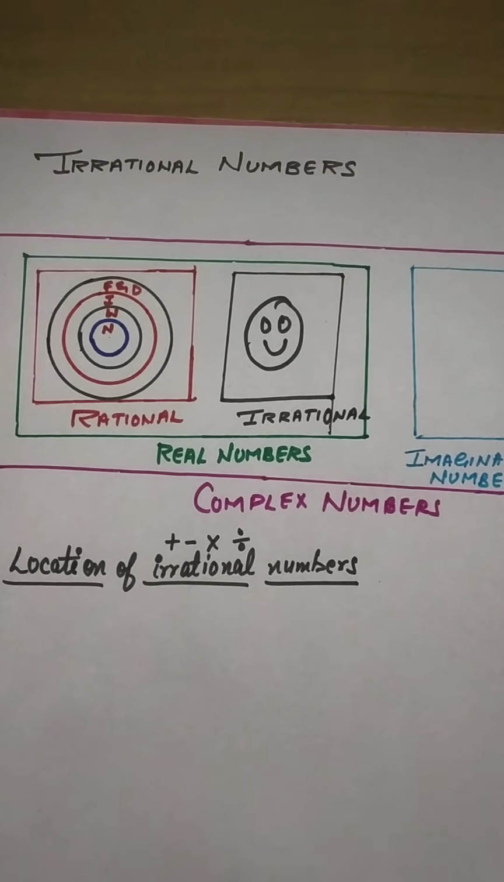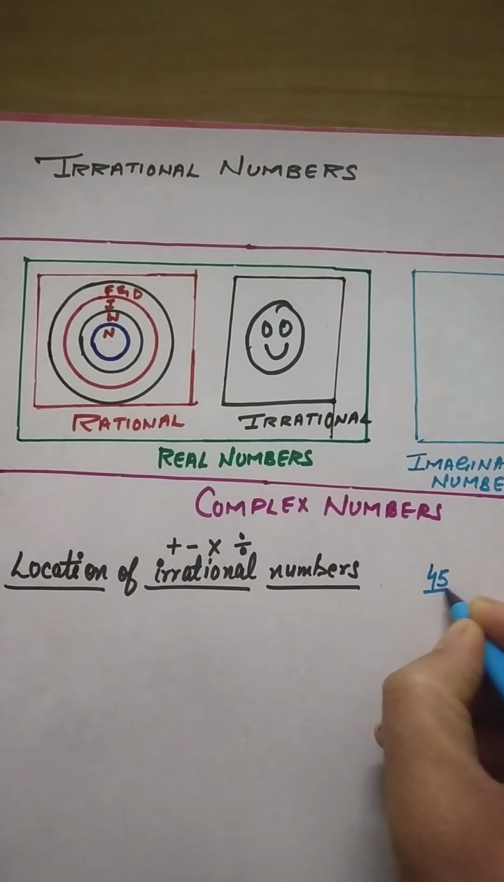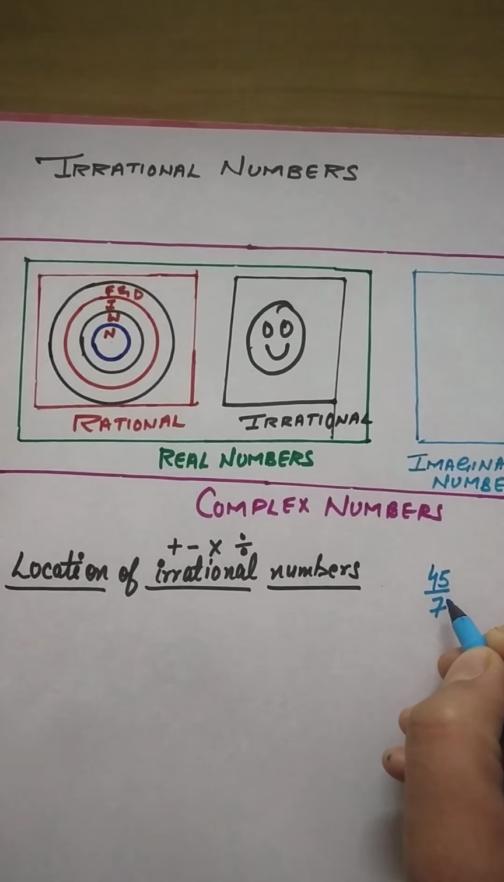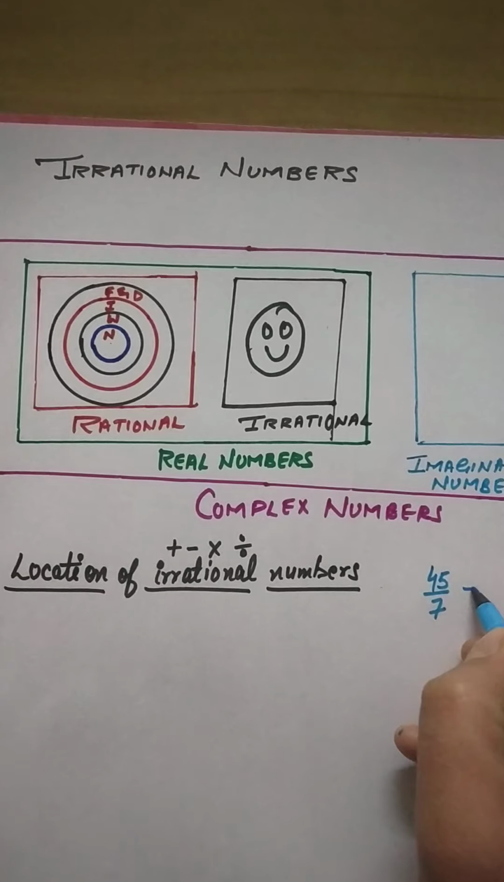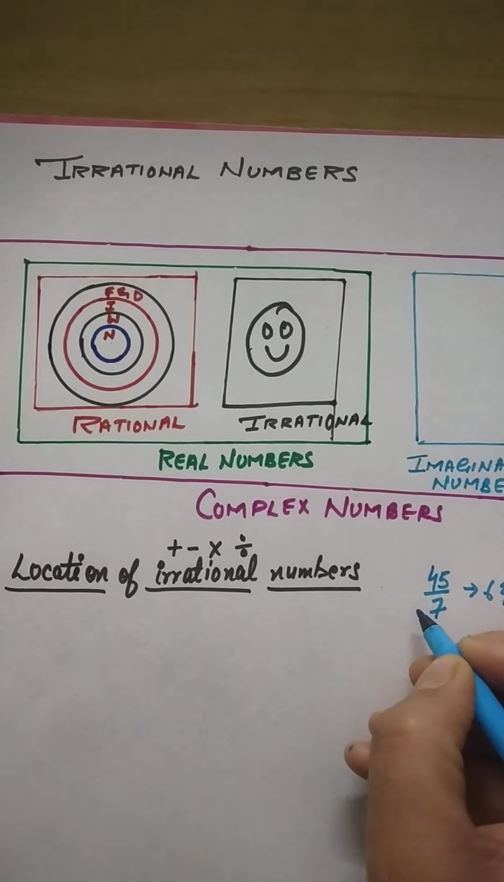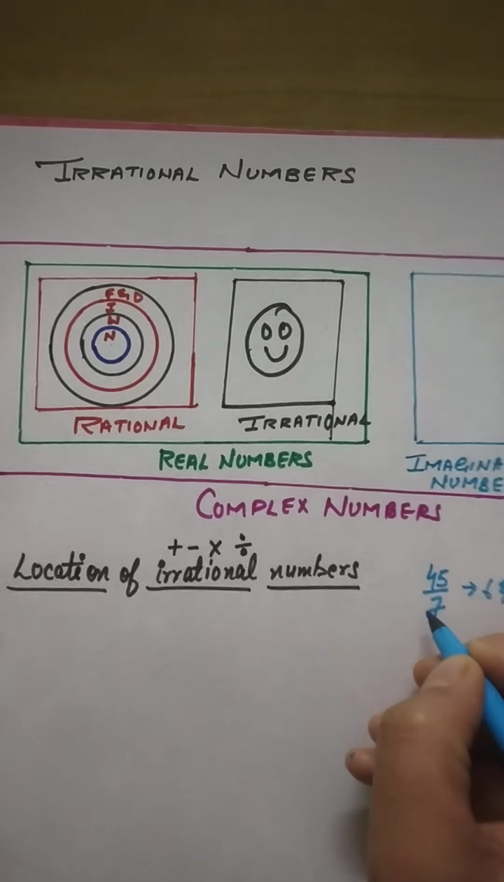Real understanding of any number is through its location on the number line only. For example, if somebody says 45/7, which is a rational number, a fraction, and you have been asked to locate 45/7 on the number line and you locate it between 6 and 7, then I can get to know that you have a real knowledge of the number, that it is between 6 and 7.